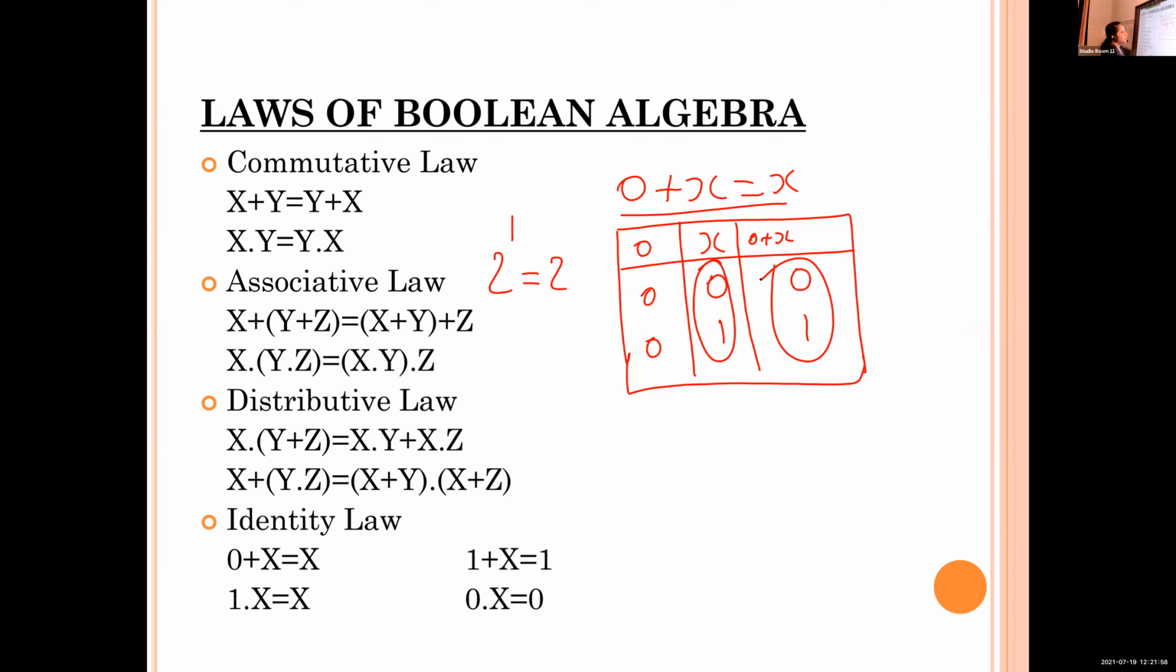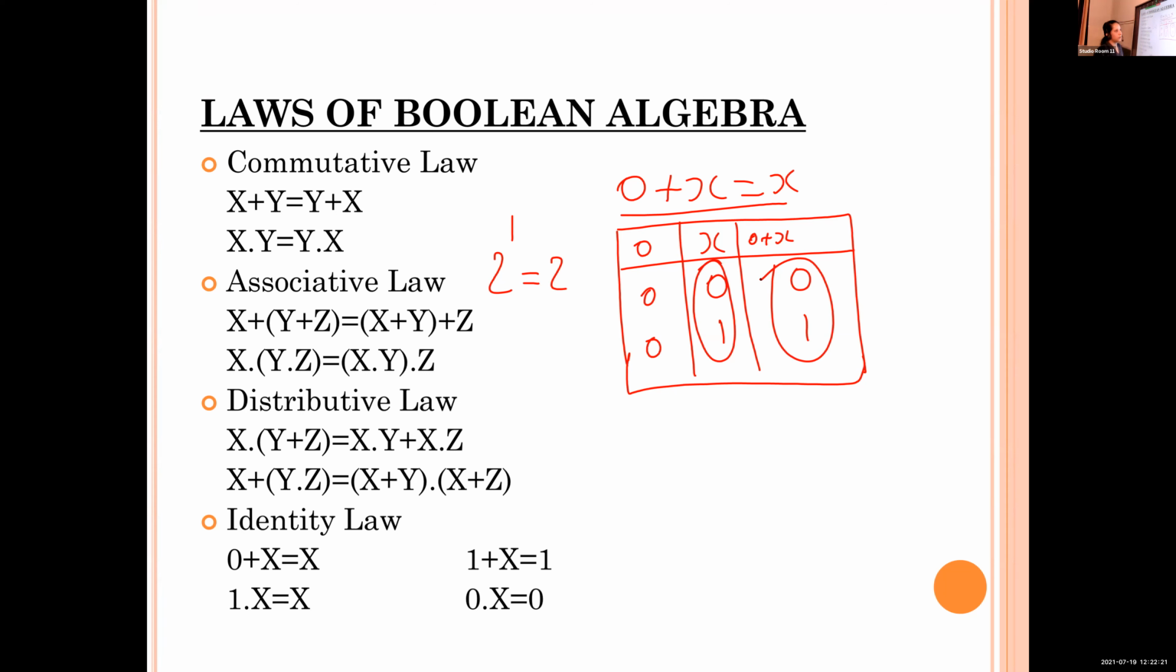The value of x is 0, 1. 0 plus x is also 0, 1. So this is the proof for 0 plus x is equal to x. When you are solving a Boolean expression and have a doubt about 0 plus x, whether it is x or 1 or 0, just draw the truth table and find out the answer.